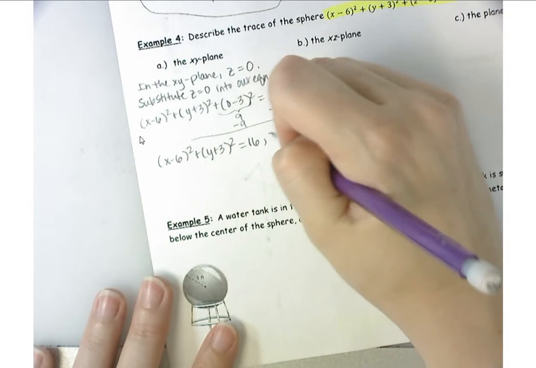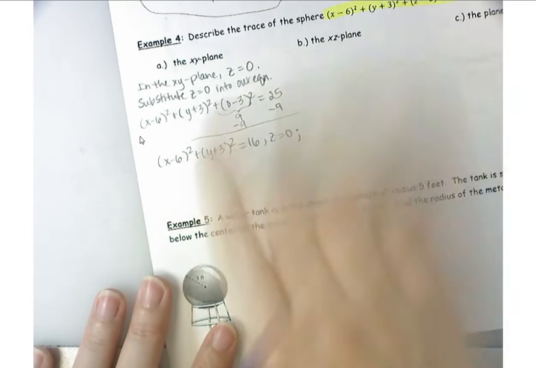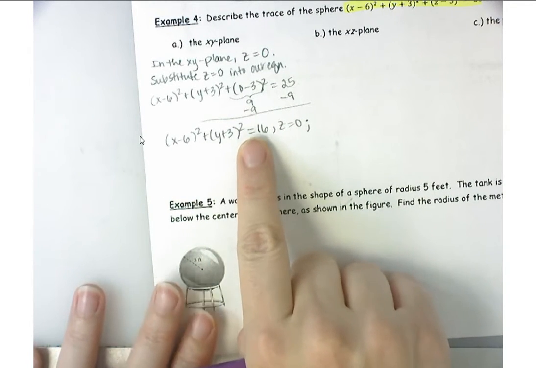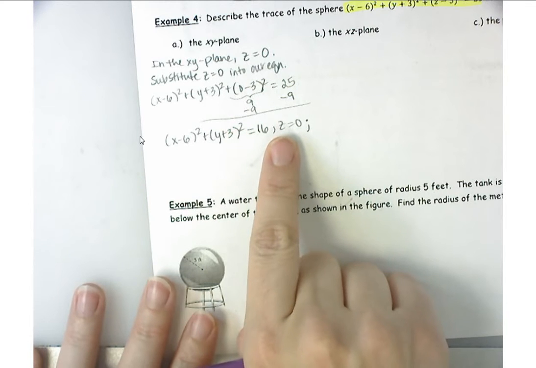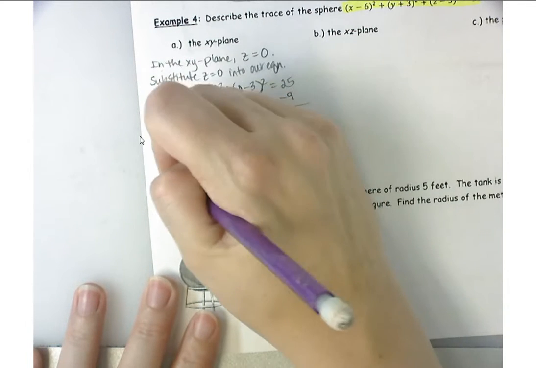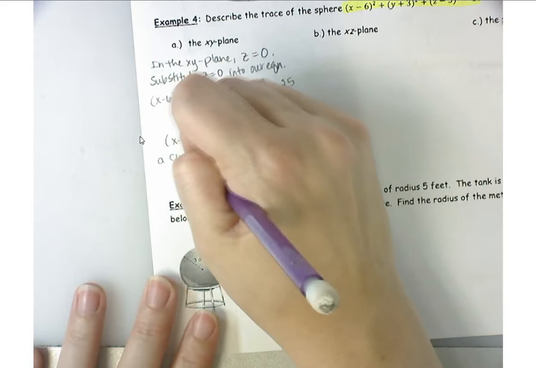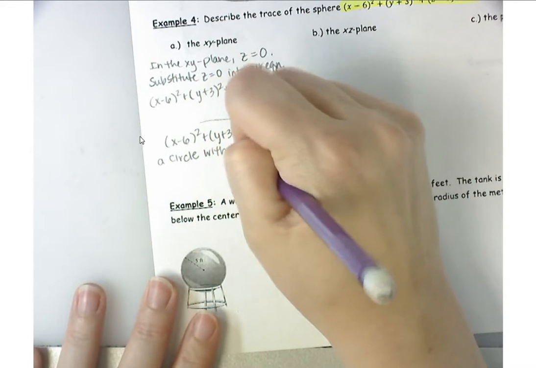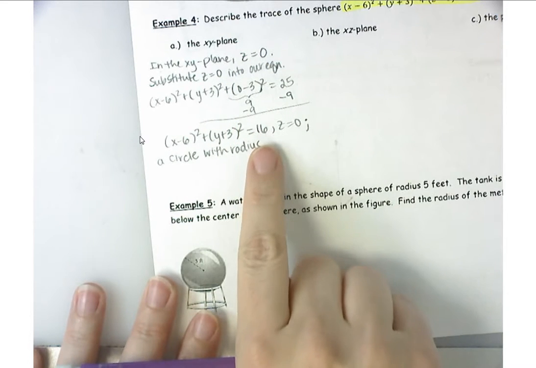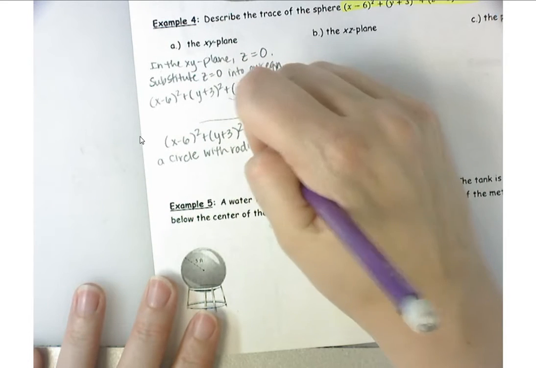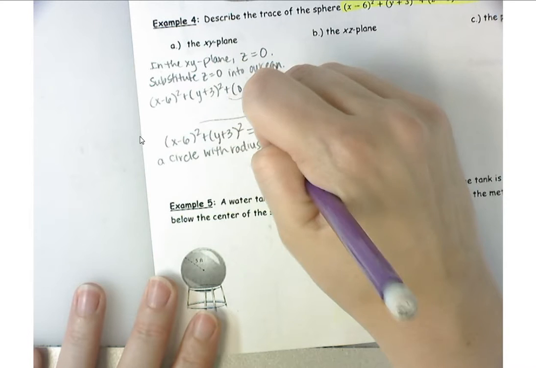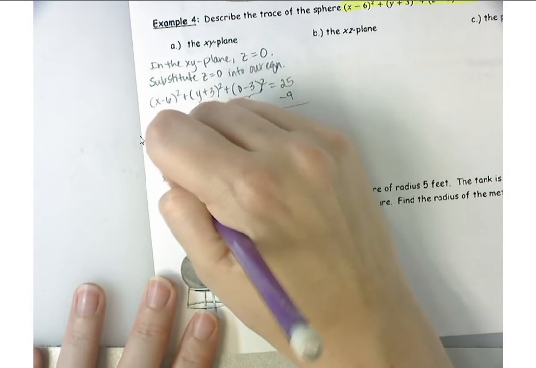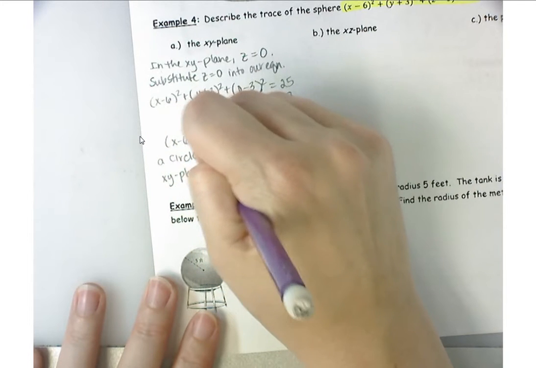Okay, and that's when z is equal to 0. This is going to be part of our explanation. So you're going to give me the equation and what you plugged in. Okay, and then you're going to tell me what it is. So it's going to be a circle with radius. What would the radius be of this one? 4. You're going to tell me where it is. It's in the xy plane. And you're going to tell me where it's centered.